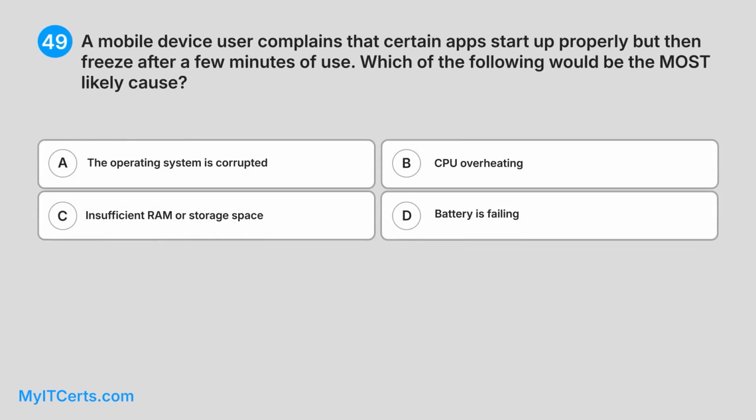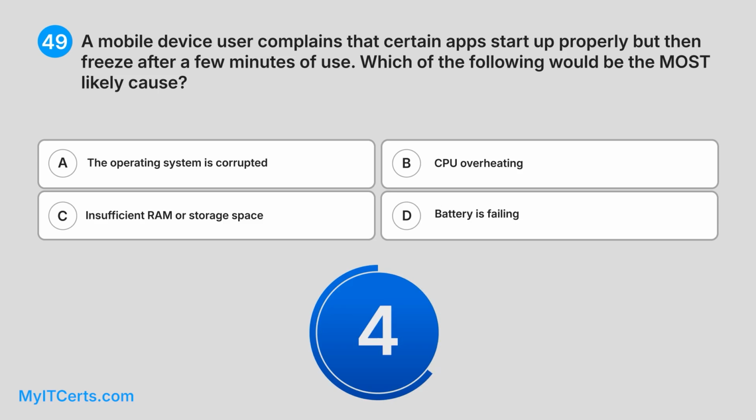49. A mobile device user complains that certain apps start up properly, but then freeze after a few minutes of use. Which of the following would be the most likely cause? A. The operating system is corrupted. B. CPU overheating. C. Insufficient RAM or storage space. D. Battery is failing. Can you guess the answer?